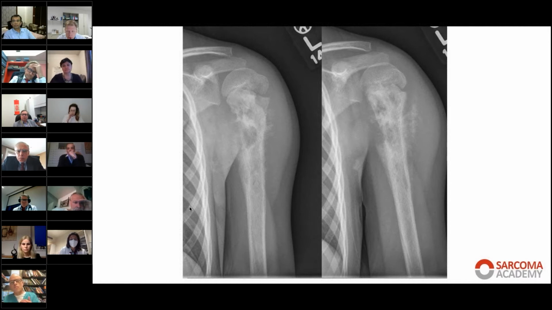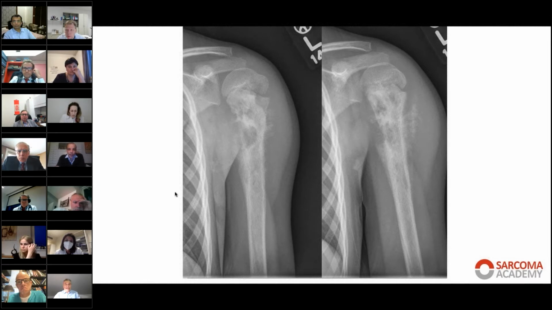Does anyone have any comments to make on this, or Bruno, should I just keep progressing through the imaging first? Yes, just go ahead. Okay.